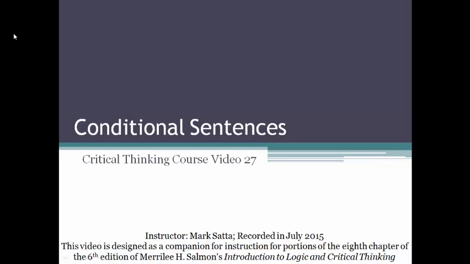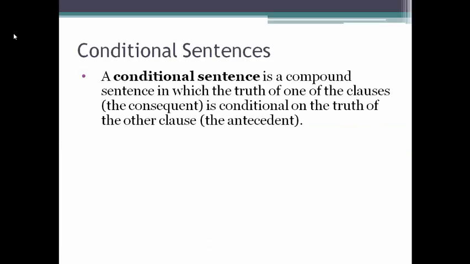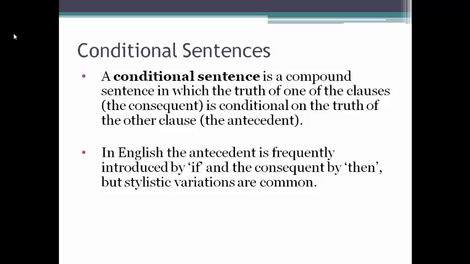In this video, we're going to talk about a topic that we've already addressed a few times, conditional sentences. A conditional sentence is a compound sentence in which the truth of one of the clauses, the consequent, is conditional on the truth of the other clause, the antecedent. In English, the antecedent is frequently introduced by "if" and the consequent by "then," but stylistic variations are common.